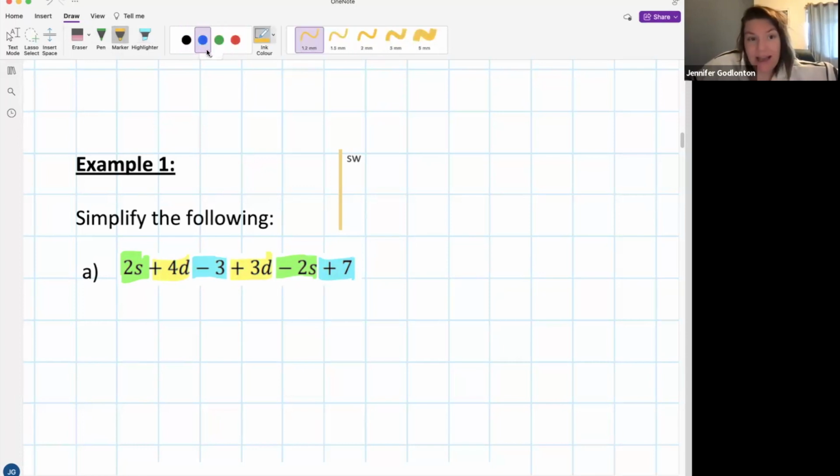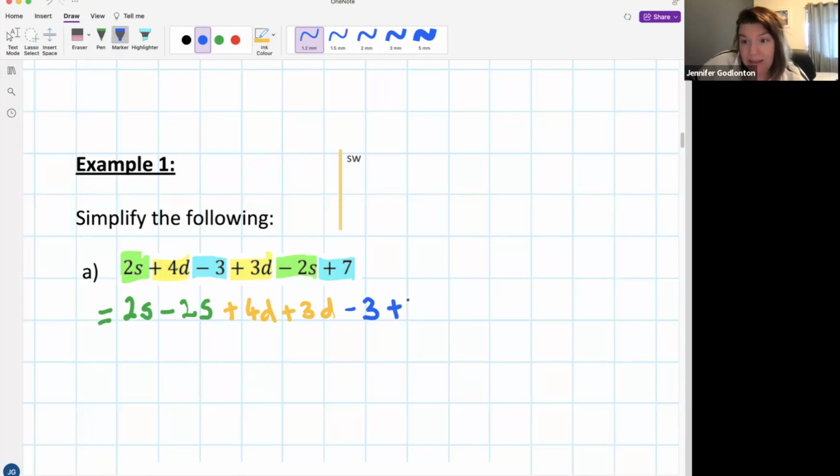Now, when we get to this point here, some people find it easier to rewrite this question by putting it in the same order of those colors. So basically, we take what we see in front of us and we rewrite it with the colors that we've just chosen. So we've got 2s minus 2s. Okay, so now I've dealt with my greens. Then I'm going to look at my yellows. Plus 4d plus 3d. Now I've dealt with my yellows. Now I've got my blues, minus 3 plus 7.